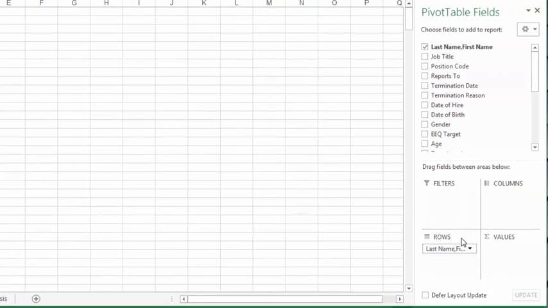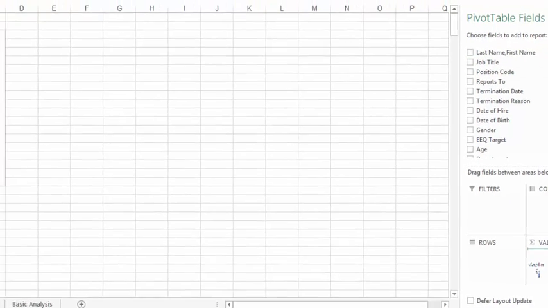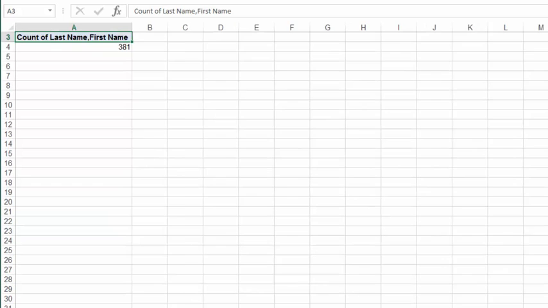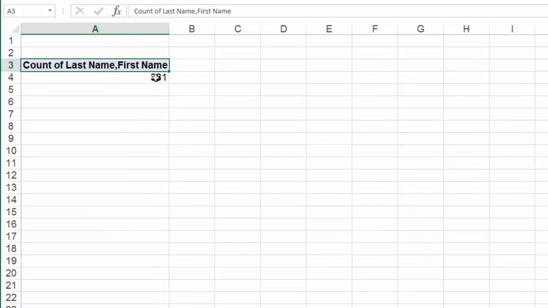So what we're going to do is take last name, first name from rows, drop it into the garbage can right here, disappears, right? And now drop it into values and see what happens. It gives you the number 381, which really means I have 381 names. And if you have 381 names, you must have 381 employees, right? So I have 381 employees.